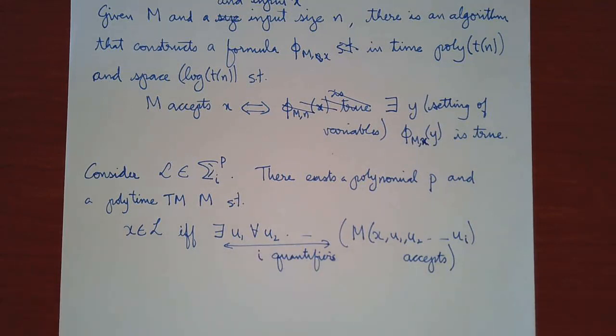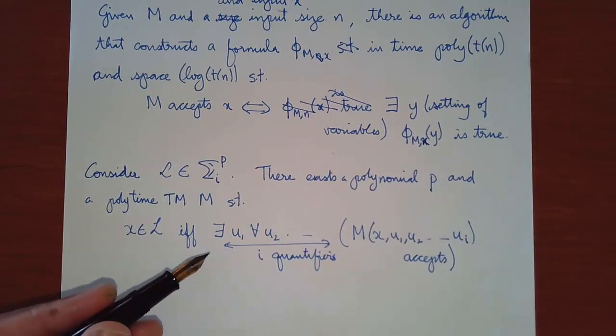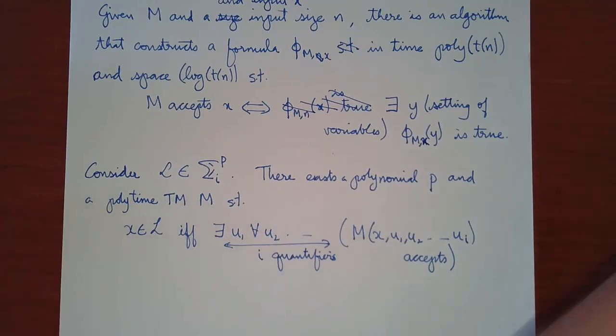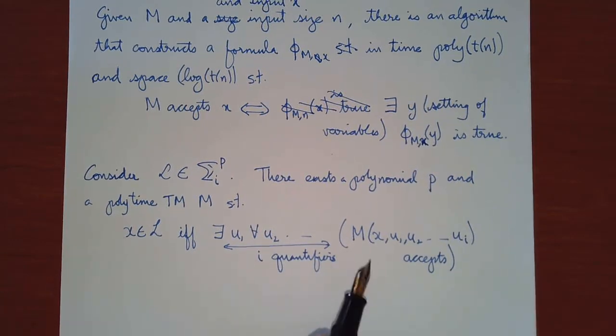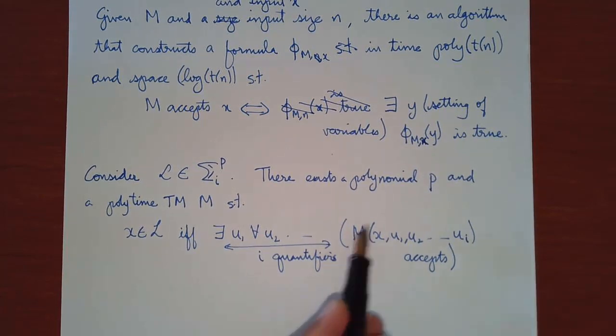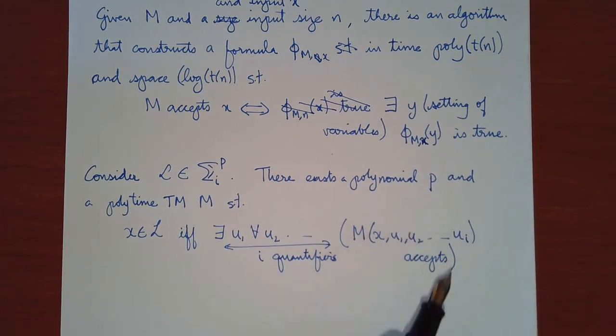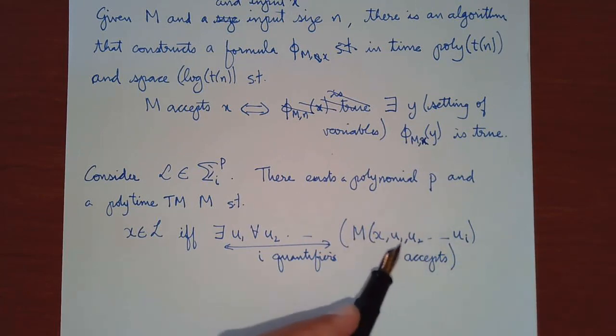Right, so we have this conversion here. What we want to do is essentially just apply what we discussed earlier. If you think about the tableau construction, given M and x, we can essentially replace this part with a formula. We can replace all of this with a formula.